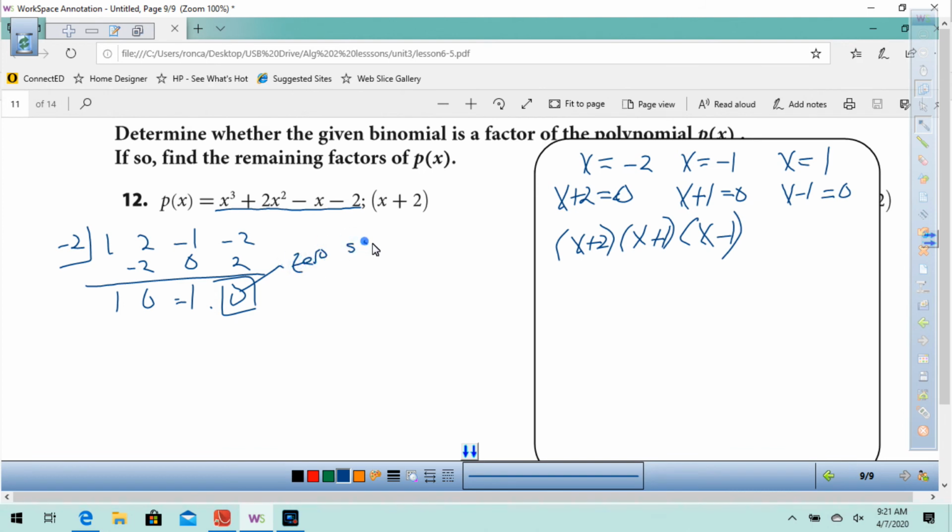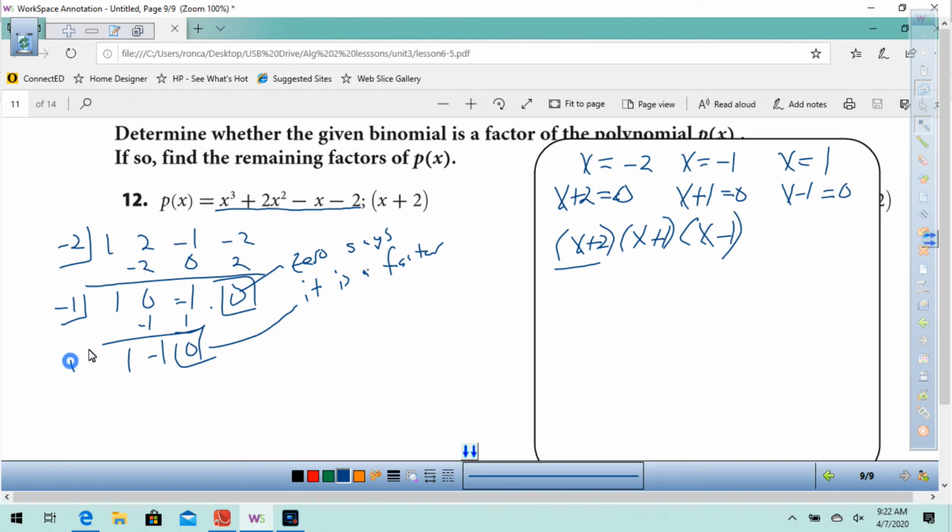0 says it is a factor. All right. So there we go. There's our first one. Well, let's try this one here. So we got -1 in the box. Bring the 1 down, -1. That's going to give us -1. That's going to give us -1. That's going to give us +1. That's going to give us 0. And there we go.